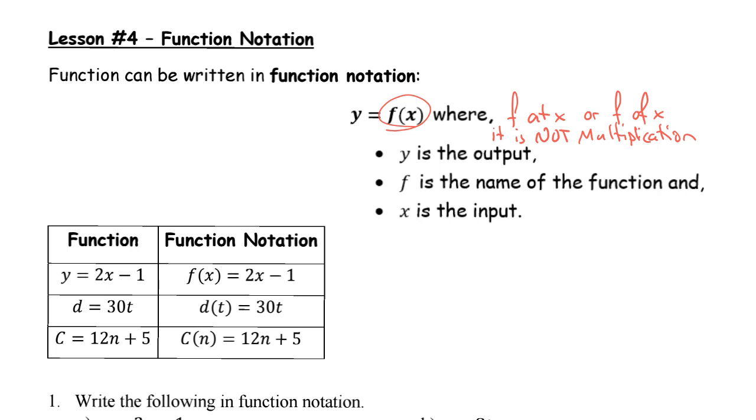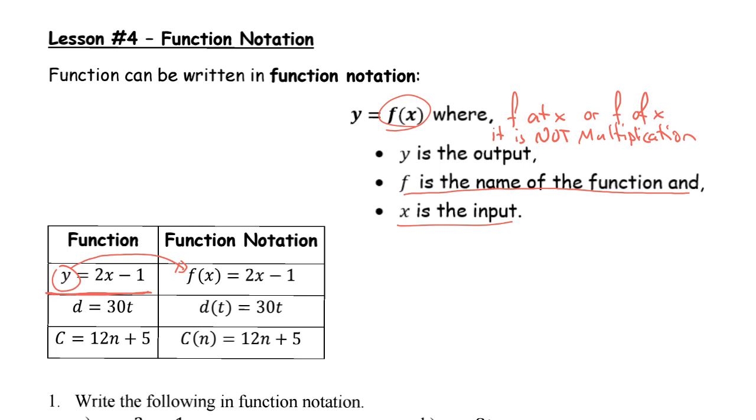So what's happening here is, just like it says here, y is the output, f is the name of the function, and actually there's a little bit more to it than that, and x is the input. X is the independent variable, but I want to talk a little bit more about the f of x in function notation. So if you take a look down here, in this little box, normally up to this point, you've probably seen it as y equals 2x minus 1. Well, now what we're going to do is replace that y with this notation: f of x is equal to 2x minus 1.